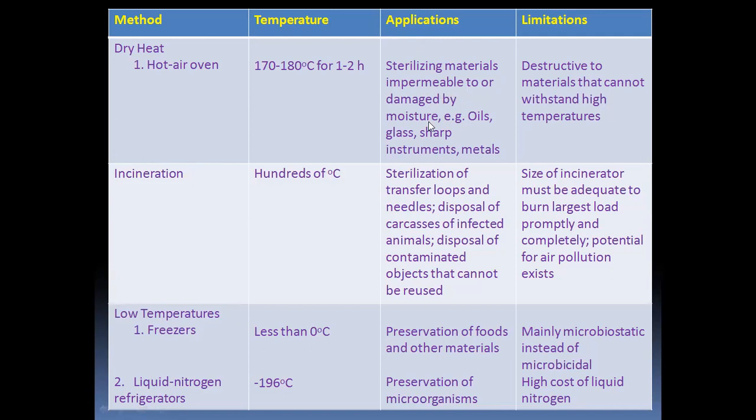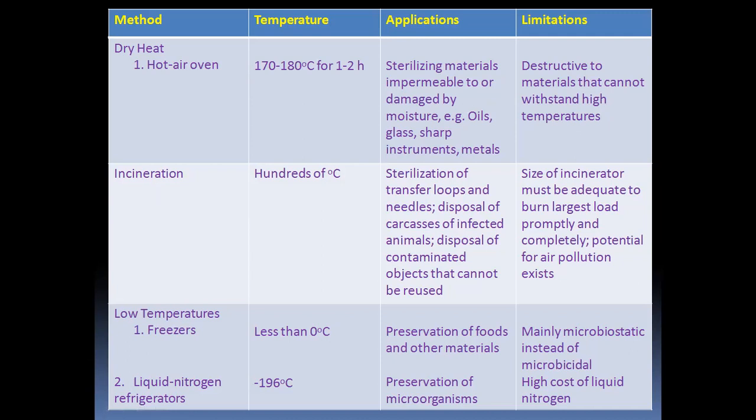हम पिछली स्लाइड में जो बात करके आए हैं moist heat, boiling water, autoclave, वो सारे materials जो moisture को sensitive होते हैं, moisture नहीं bear कर सकते, उनके लिए ये hot air oven use किया जाता है because in this hot air is moisture free. इसमें कोई moisture content नहीं है. Like it can be used for oils, for glass, for sharp instruments and metals. Now the limitation of hot air, it is destructive to the material that cannot withstand high temperatures. कुछ drugs हैं, कुछ chemicals हैं, कुछ चीजें हैं जो high temperature नहीं bear कर सकती, वो destroy हो जाती हैं इस 180 degree C पे.